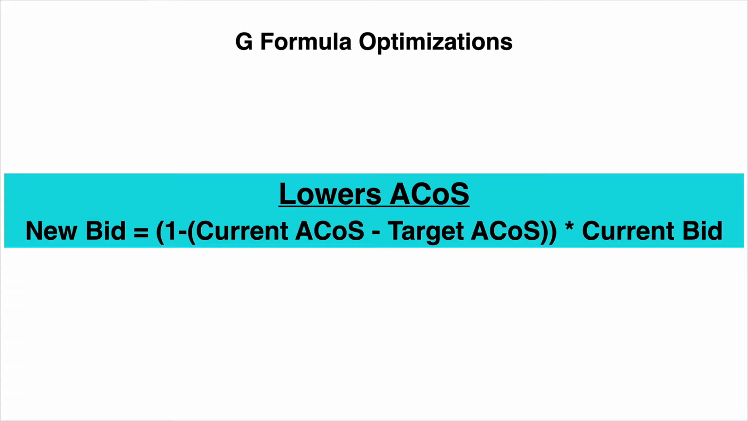All right, sorry about the pattern interrupt here. I had to quickly pause the video and change the formula. It's current ACOS minus target ACOS times current bid. So I'll give you an example. Let's say you have a $1 bid. Your current ACOS is 30%, and your target ACOS is 25%. Then guess what will happen? It'll decrease it by 5%. So it'll change it from $1 to 95 cents.